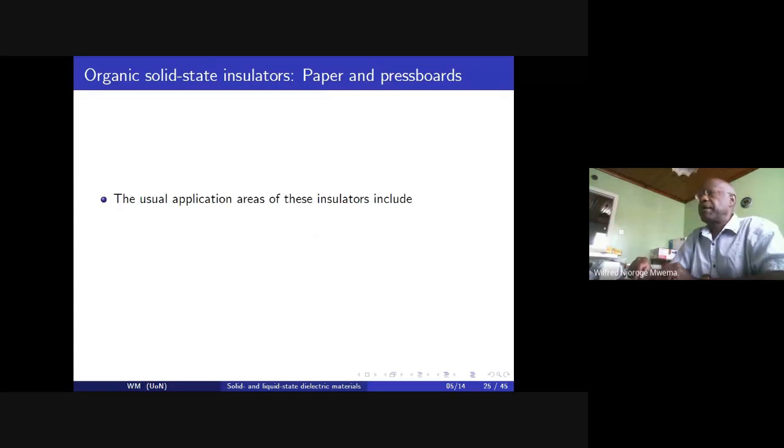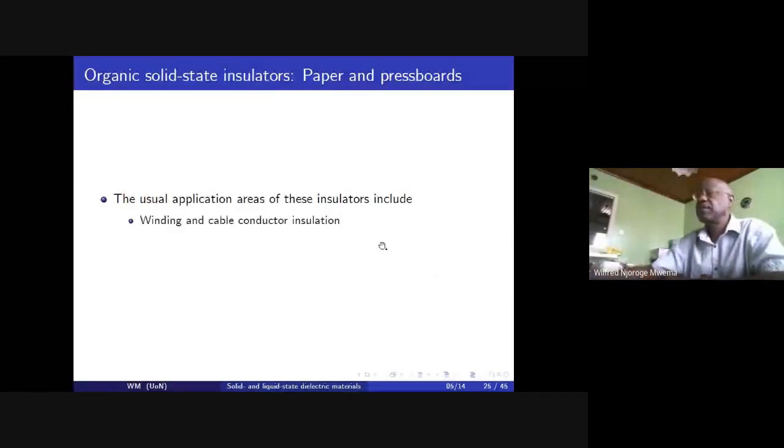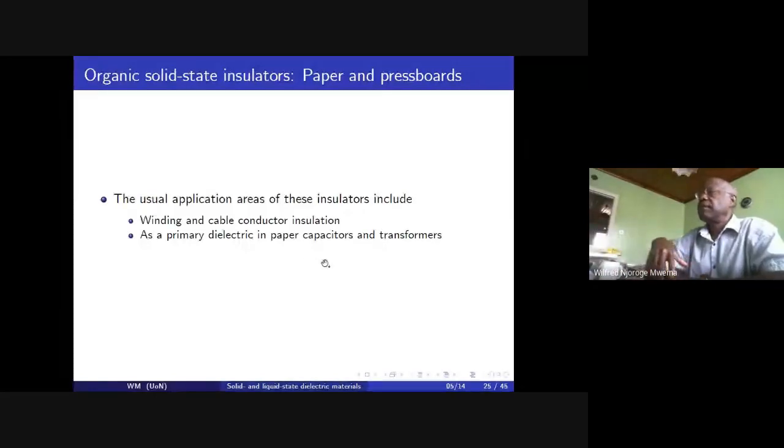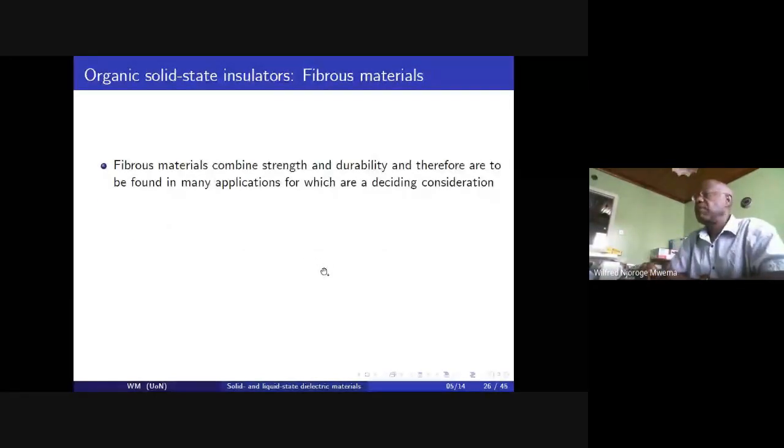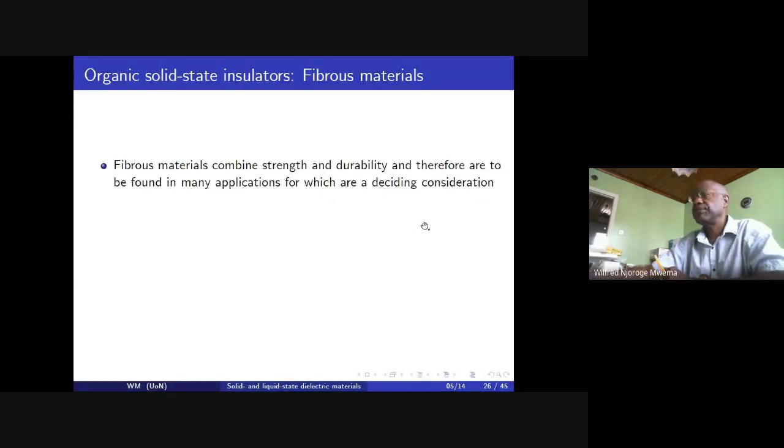So paper and pressboards are usually applied in areas that include winding and cable conductor insulation. We have them as primary dielectric in paper capacitors and transformers. The fibrous materials will combine the strength and durability, and therefore are to be found in many applications for which these values, that is strength and durability, are the deciding consideration.